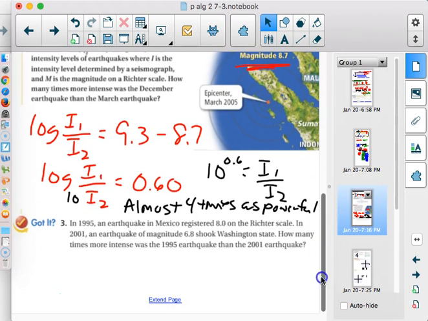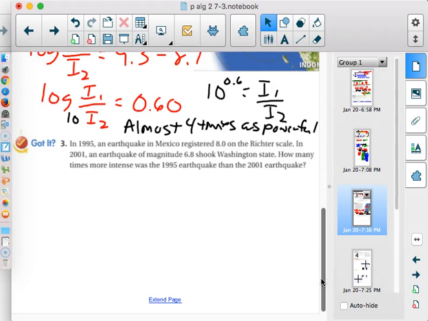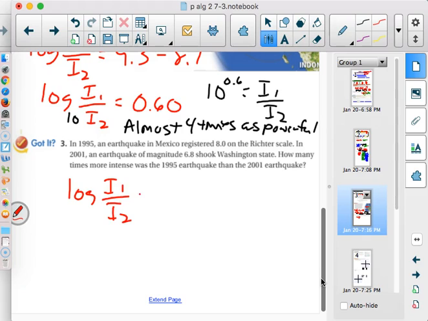So those were bad enough. Now we've got Mexico, which is a little closer. I don't like the fact that they're talking about stuff closer to us here. In 1995, an earthquake in Mexico registered 8.0 on the Richter scale. In 2001, an earthquake of magnitude 6.8, Washington State. How many times more intense was the Mexico earthquake than the American earthquake? Well, 8.0 minus 6.8.